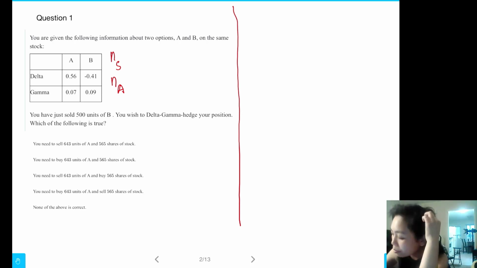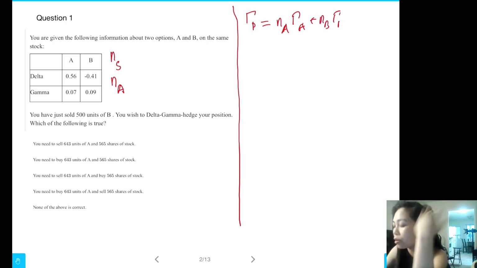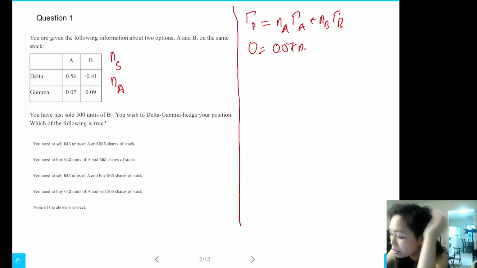So let's start with gamma of the portfolio is 0. This should be equal to, for option A, NA times gamma A plus NB times gamma B. And remember, gamma of stock is 0, so we don't need to add it in here. So 0 is equal to 0.07 NA, since NA is not given, plus NB, which is negative 500 because we sold 500, so minus 500 times gamma B, which is 0.09.